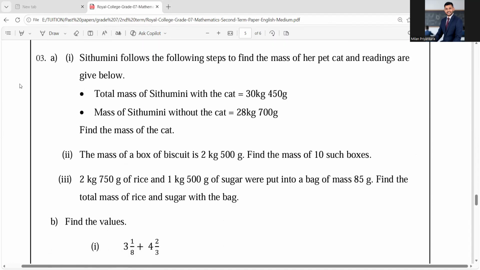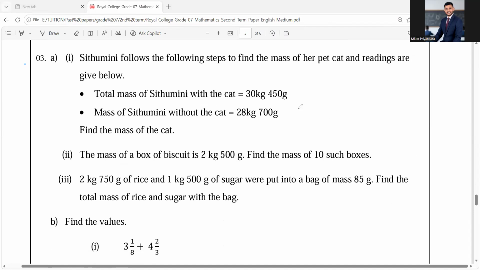Right, let's go to the third one, right? Situmini follows the following steps to find the mass of a pet cat, and the readings are given below. Total mass of Situmini with the cat is 30 kilograms, 450 grams. Mass of Situmini without the cat is 28 kilograms, 700 grams. Find the mass of the cat.